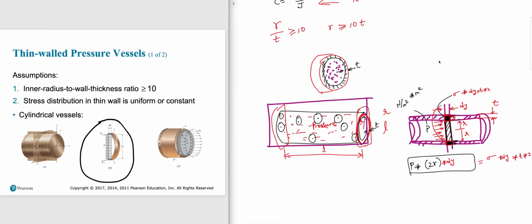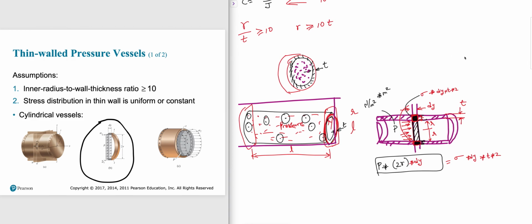So the dy here and dy here get cancelled. So what we get is sigma is p times 2r over t times 2. So the 2's get cancelled. So sigma is basically p times, so pressure inside the tank times radius of the tank, over the thickness.